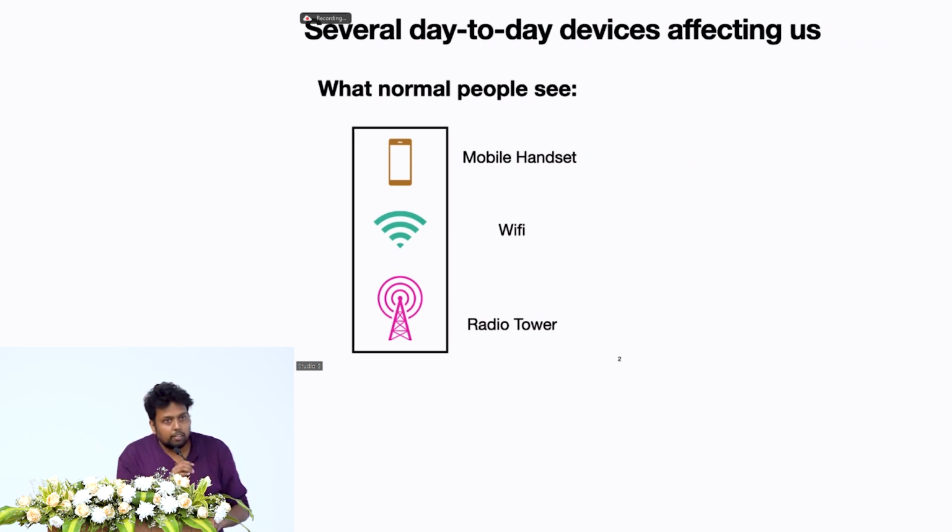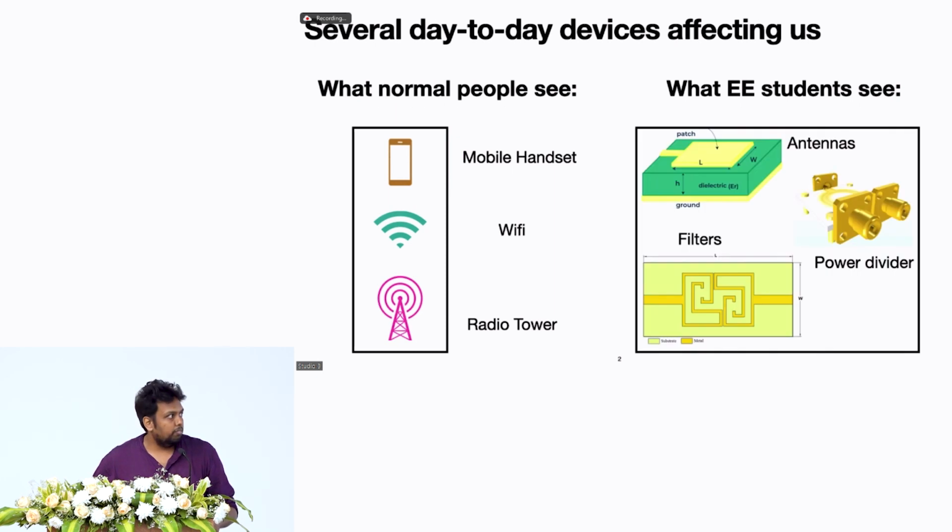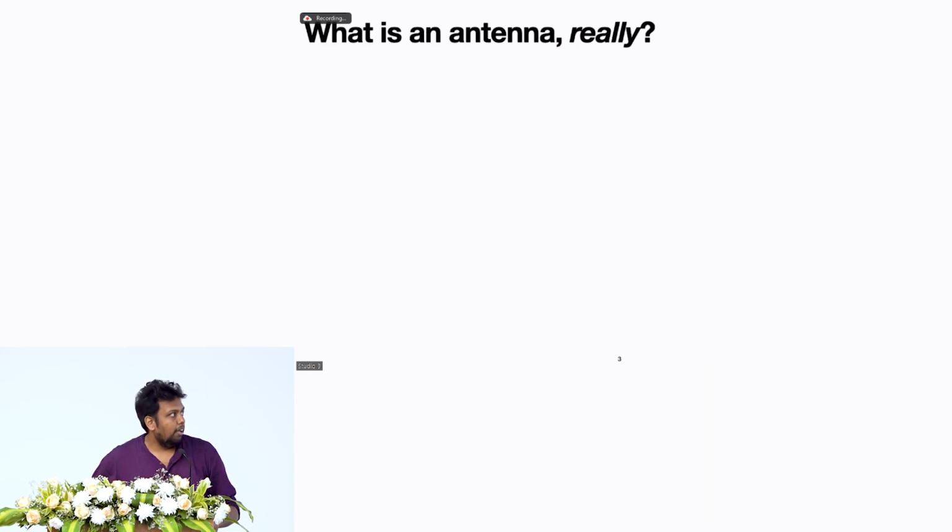Okay, so several day-to-day devices affect us. What normal people see: we have mobile handsets, we have Wi-Fi routers in our hostels, and we obviously use our cell phones that need radio towers. But now what do EE students see? We see this. All the devices that you can see on the left comprise complex circuits made of antennas, filters, power dividers, and many other circuits that I have not shown in this slide.